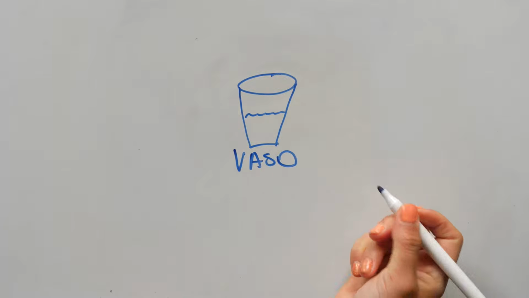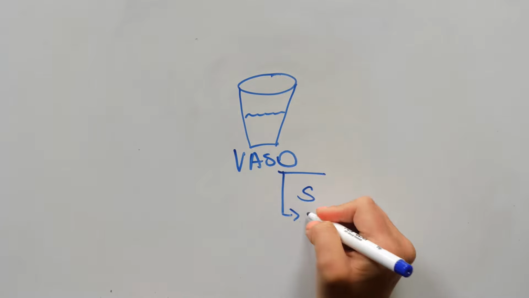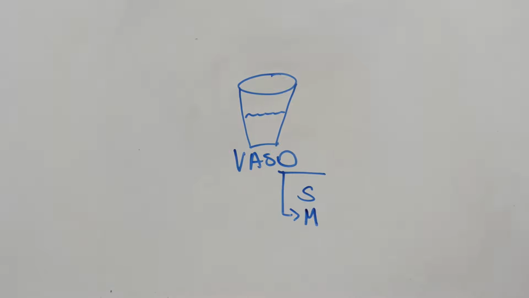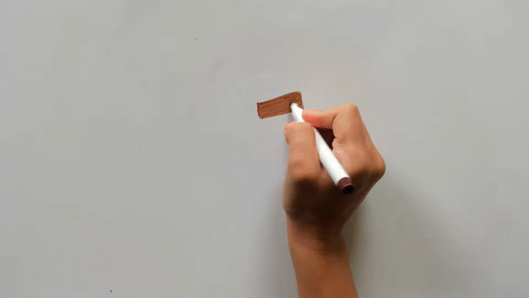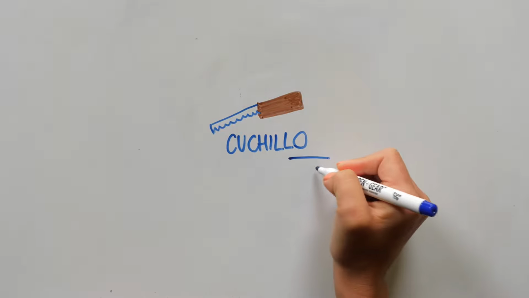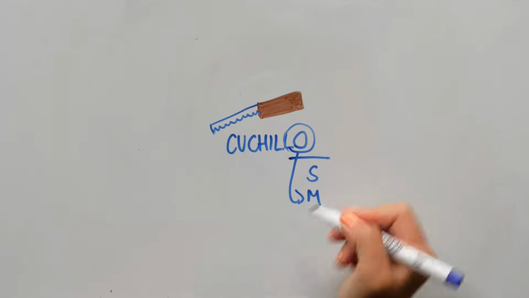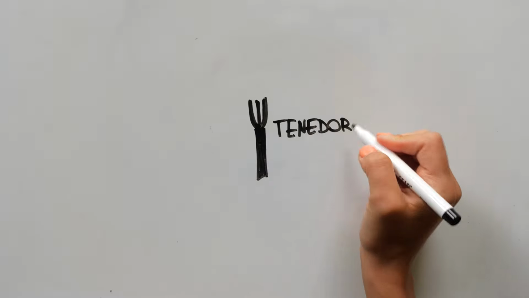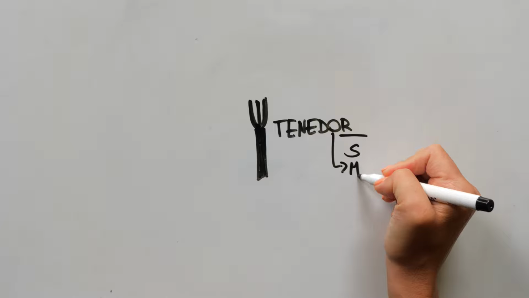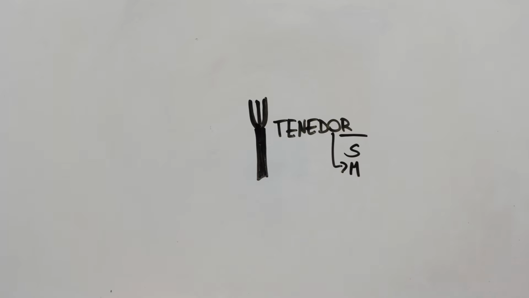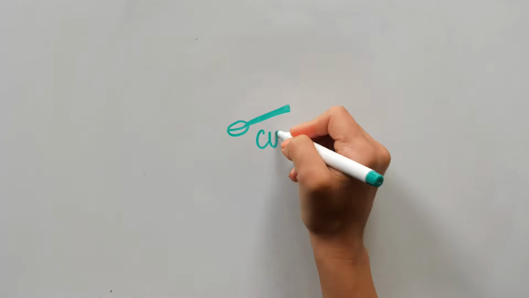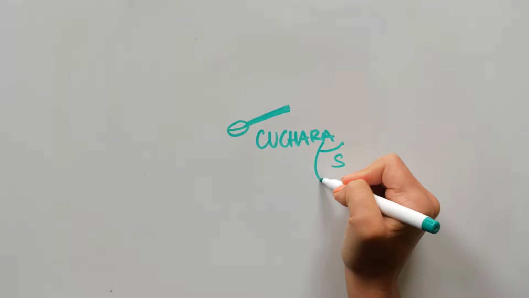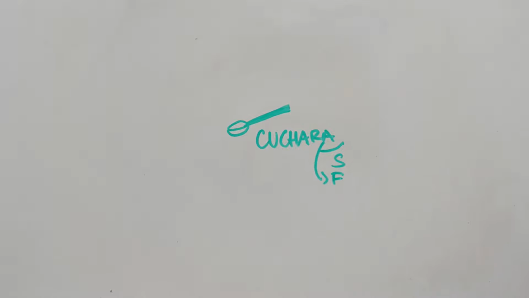Vaso, on the other hand, is also singular because it doesn't end in S or ES, but ends in an O, which means that it's masculine. Now we have cuchillo, which ends in an O, therefore it's singular and masculine. Tenedor is also going to be singular and masculine because it ends in a consonant that is not an S, therefore it's singular, and second to last letter is an O, which means it's masculine. What about cuchara, spoon? Cuchara ends in an A, which means again singular, feminine.